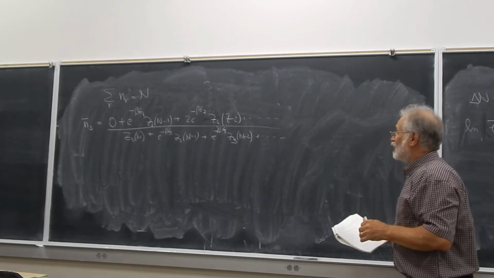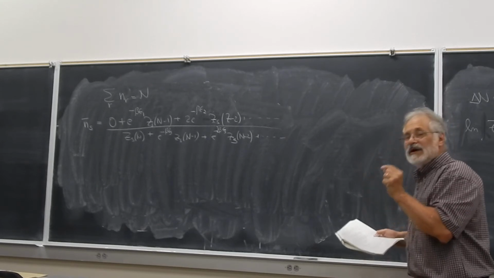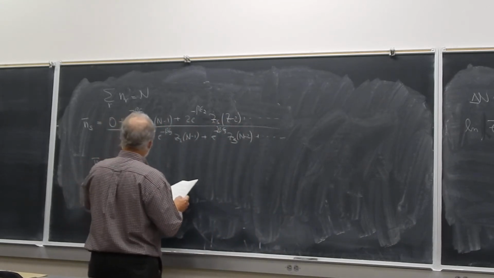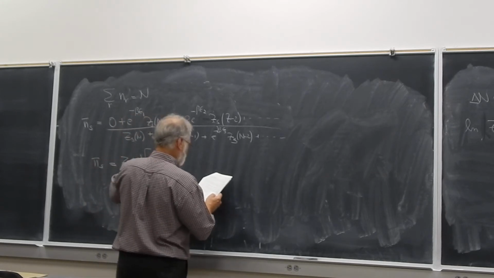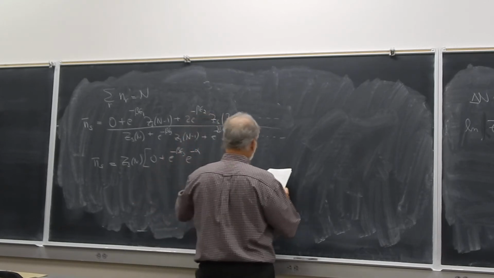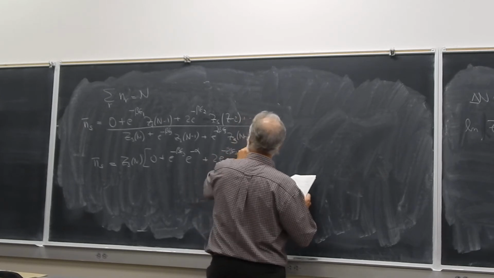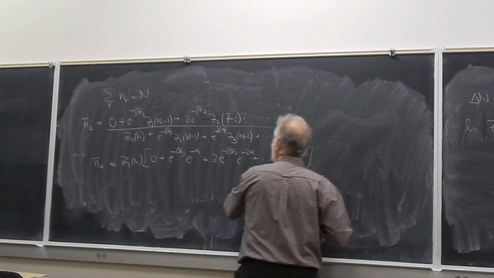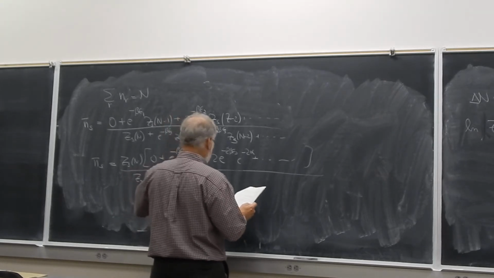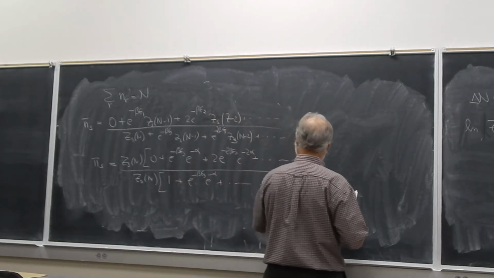But again, we can make the argument that we made previously: any change in n is going to be much, much smaller than n itself. That being the case, I can write my mean as z sub s of n times 0 plus e to the minus beta e sub s times e to the minus alpha plus 2 e to the minus 2 beta e sub s e to the minus 2 alpha plus on and on and on, all divided by z sub s of n times 1 plus e to the minus beta e sub s e to the minus alpha plus on and on and on.